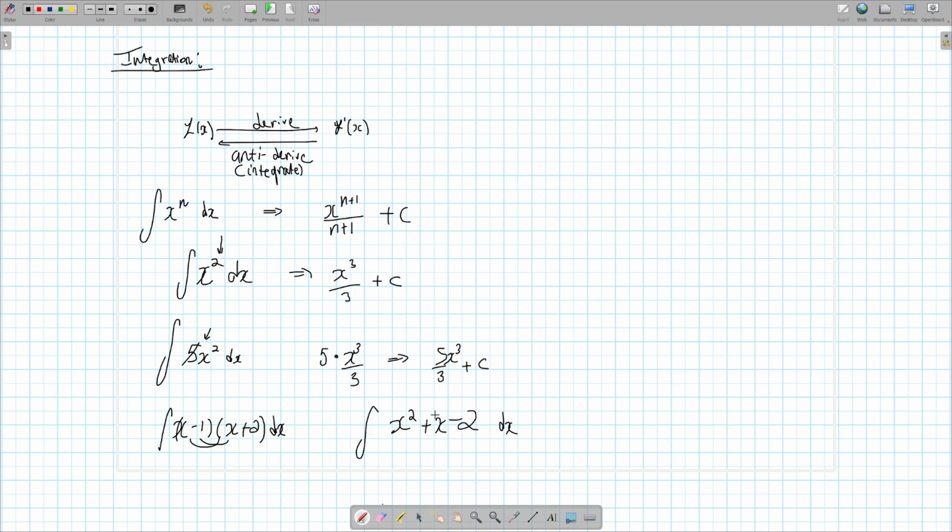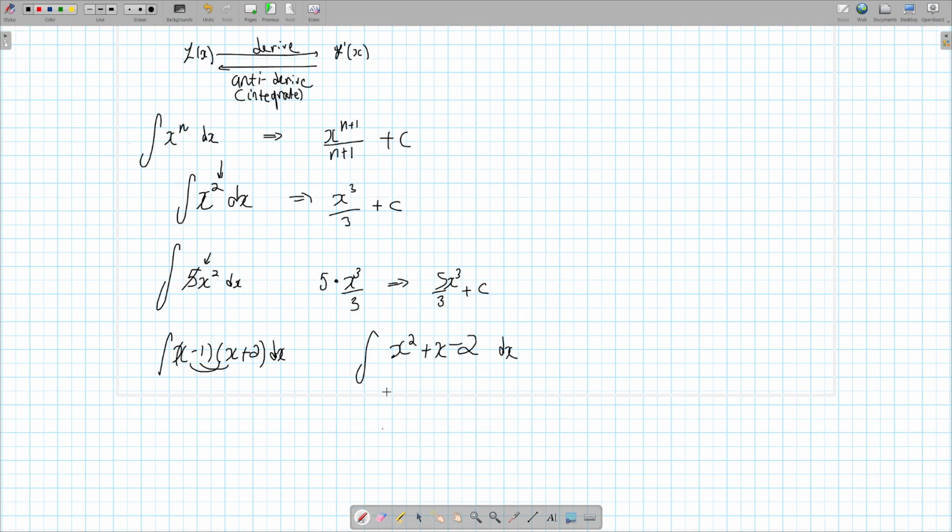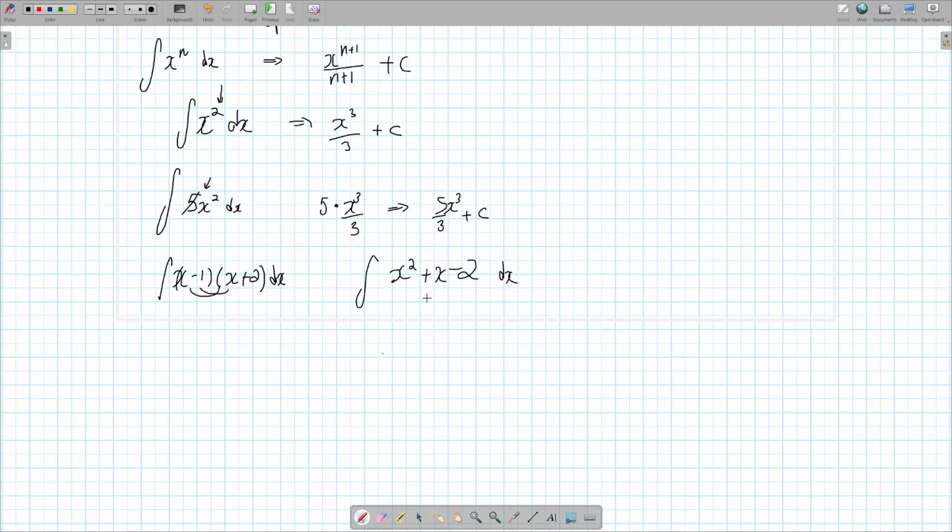Now you have to integrate this. How would you integrate this? You're going to split it up into parts. We have a rule: the integral of a plus b plus c is equal to the integral of a plus the integral of b plus the integral of c. In other words, you can just integrate it one by one. What's the integral of x squared? x cubed over 3. You can put plus c, but at the end we're going to put plus c for all of them.